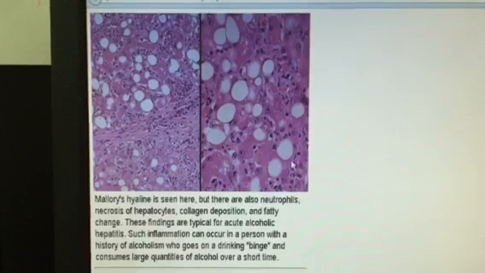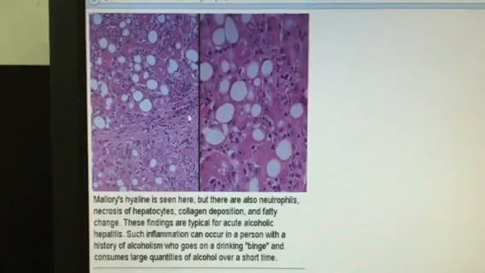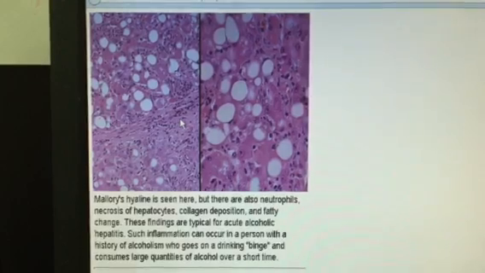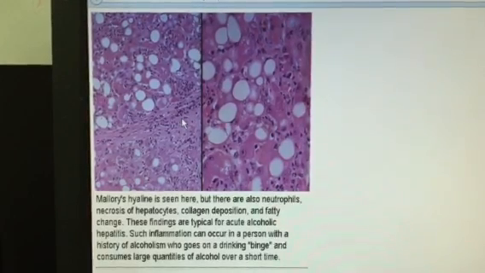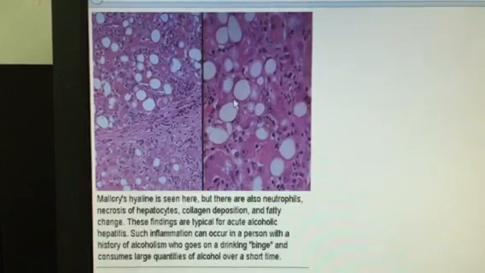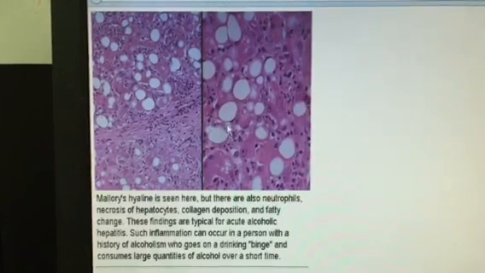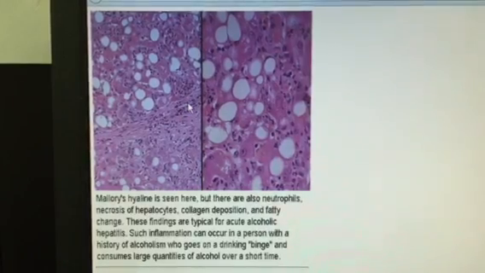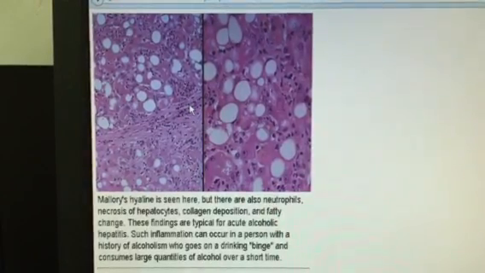Biliary hyaline is also seen here, but there are also neutrophils scattered. If there are any neutrophils seen, this condition is called acute hepatitis. Alcoholic, why? Because it is having steatosis or vacuoles, lipid vacuoles inside. So acute hepatitis, acute alcoholic hepatitis.